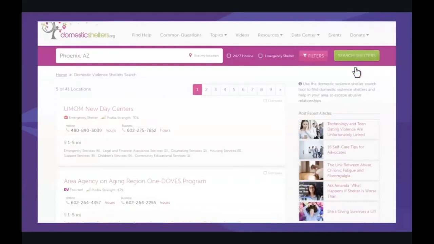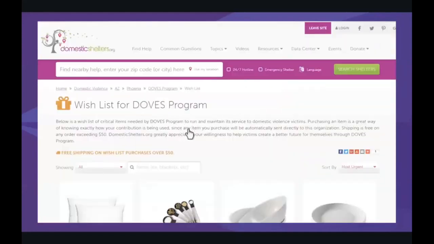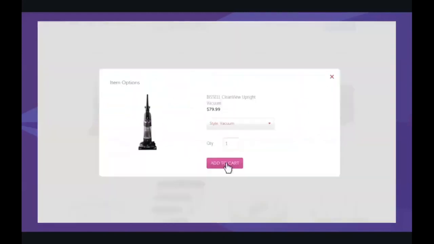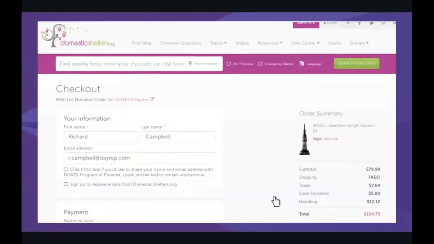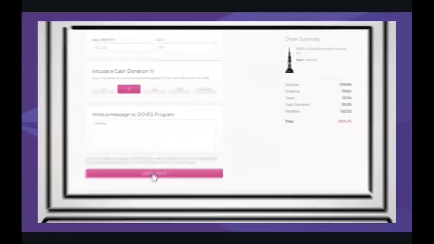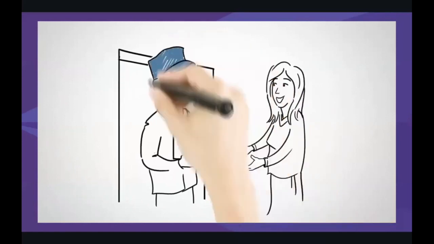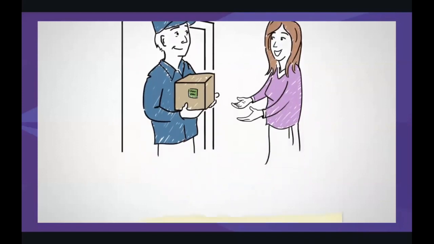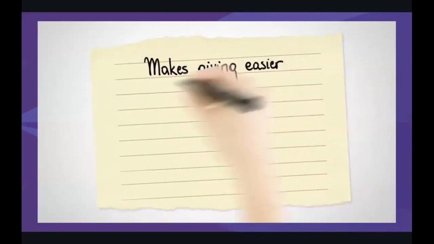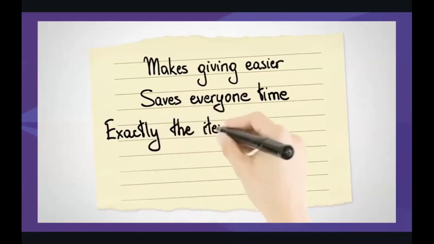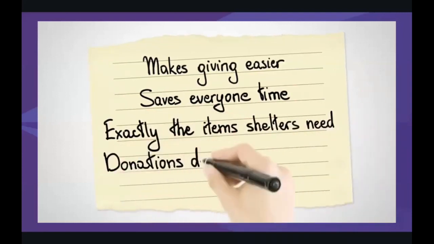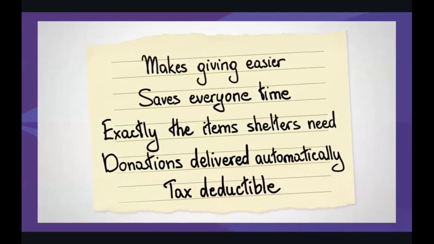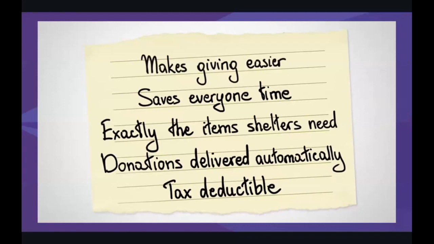Just visit your shelter's wishlist on domesticshelters.org. Select the items from your shelter's online store. Enter your information, and if you like, a personal message to the shelter. When you check out, your items will be delivered automatically to your shelter. That's it. What once took a few hours, you can now tackle in just seconds. You save time, your shelter saves time. Your gifts are assured of being exactly the items your shelter specified it needs. It's tax deductible. And best of all, you help domestic violence programs and victims and survivors create a brighter future.